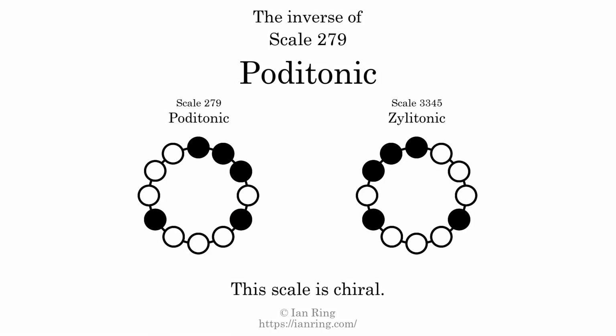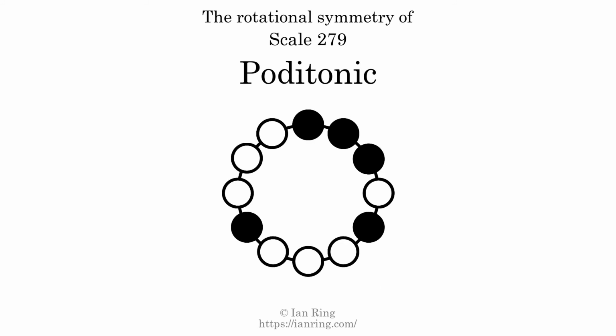The inverse of a scale is a mirror image. It is what you get when the sequence of intervals is reversed. The inverse of this scale is scale 3345, also known as xylotonic. This scale is chiral. It cannot transform into its inverse by rotational transformation. This scale has no rotational symmetry.